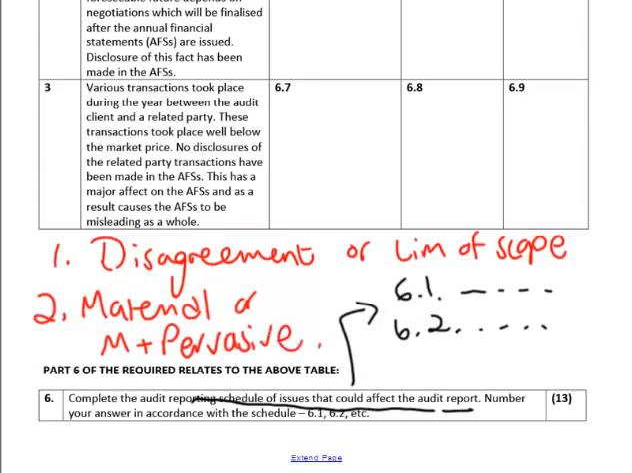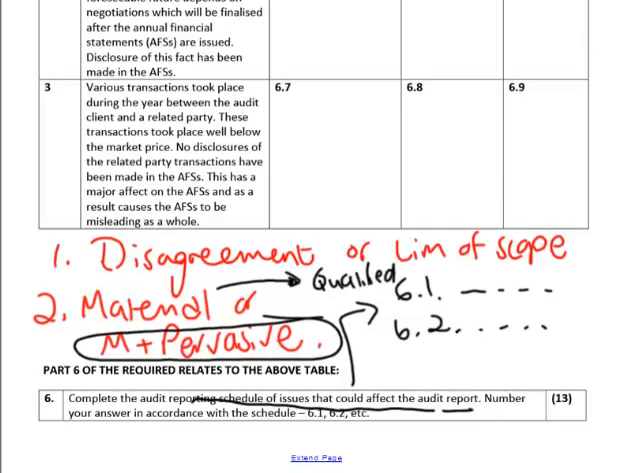Okay. And depending on how you answer these two questions, would give you your answer. So it would either be a qualified opinion, or you would have a disclaimer of opinion, or an adverse opinion. If you've got a disagreement that is material, or a limitation of scope that is material, in both of those cases, it would be a qualified except for opinion. Okay? Only when it's material and pervasive would it give you the two other opinions.